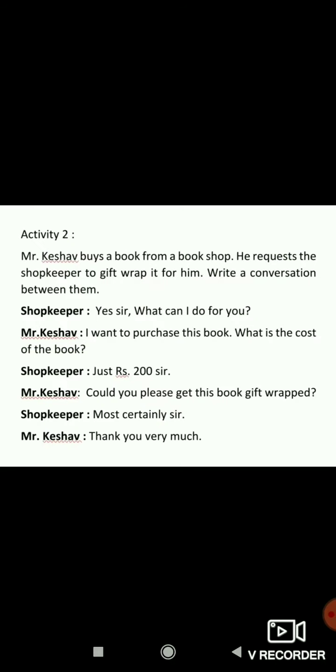Okay, let's see how we can build the dialogue between the shopkeeper and Mr. Keshav. As the question says, Mr. Keshav wants to gift wrap his book. Let us see how he makes his request.